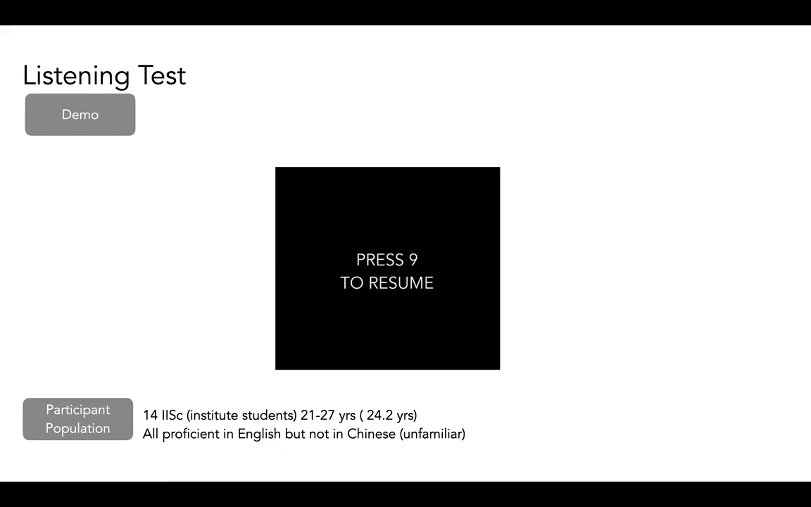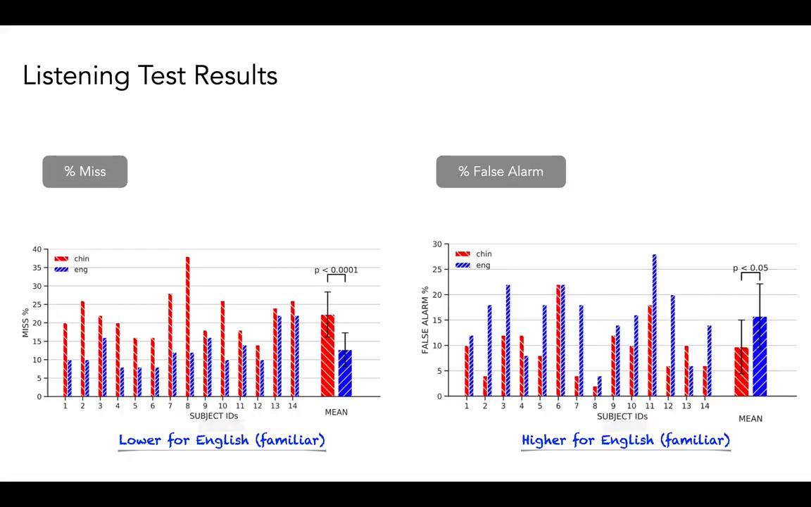In the participant population, we had 14 IISc students with a mean age of 24.2 years, and all were proficient in English but not in Chinese. So Chinese was the unfamiliar language in this test. To quantify the listening test results, we present the miss and the false alarm rate. First, focusing on the miss percentage.